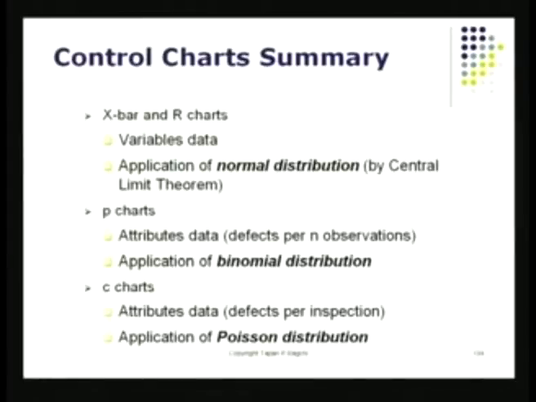Now let's take a look at what sort of things we've been using. For the X bar and R chart, we use the normal distribution to find the control limits. For the P chart, we use the binomial distribution as an approximation to normal distribution. It became approximated into a normal distribution. And then for the C chart, these were counts of defects. We use the Poisson distribution.